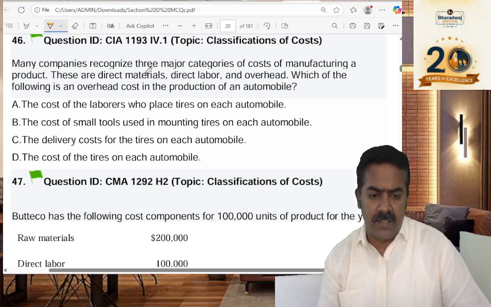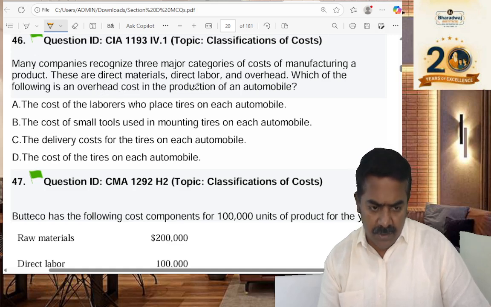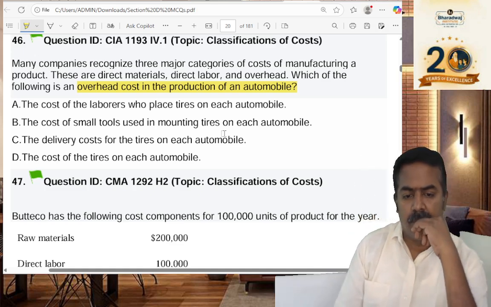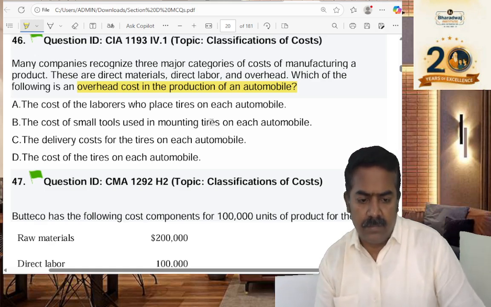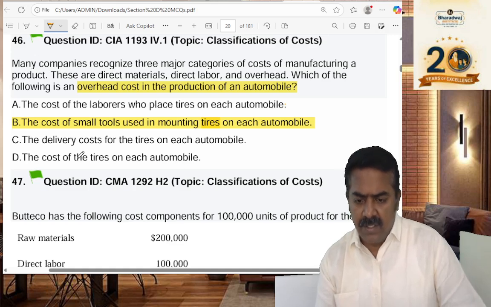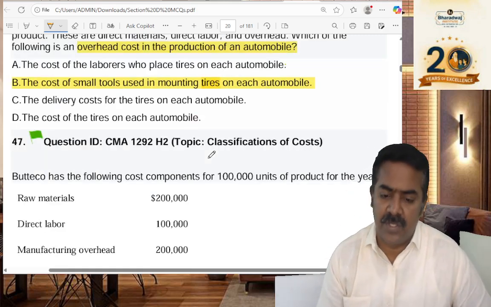Many companies recognize three major categories of costs: direct material, direct labor, and overheads. Which of the following overhead costs is a production of an automobile? Overhead cost of production. That is part of your factory overheads. This is direct labor. Delivery cost is delivery of freight inwards. Cost of tires is a direct material. So overheads are small tools, correct?